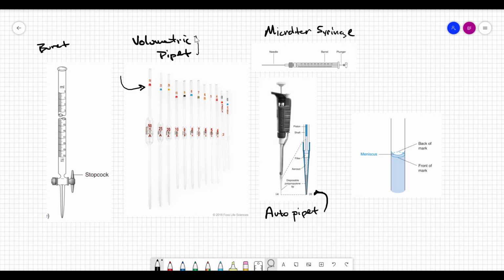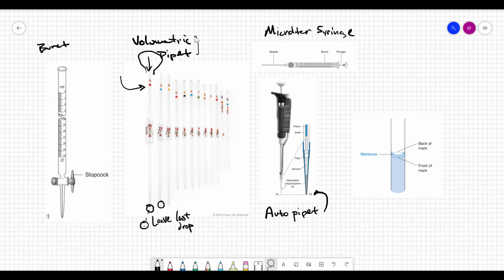One thing to note regarding error is the tips of these things are designed and calibrated to leave the last drop. So you don't want to blow these out. If you have a pipette bulb here and you expel air to blow out the last drop, then you're going to have additional volume that wasn't calibrated for. So it's meant to leave the last drop.